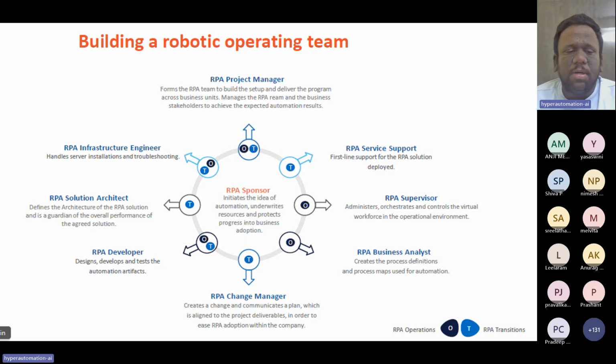And here comes the developer, who will design, develop, and test your automation artifacts, nothing but your projects. And we have here an important role which we call the business analyst. A business analyst, or else SME, subject matter expert, is a person who acts as a bridge between the client and the development team here.